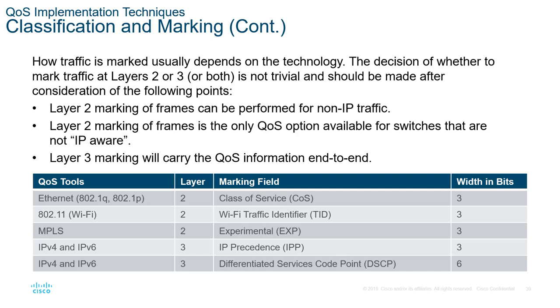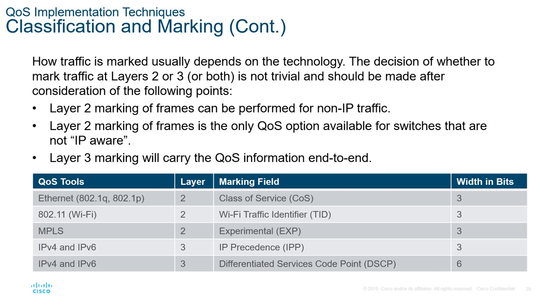So QoS tools like 802.1Q are going to be looking at layer 2. It's going to be dealing with the class of service, the CoS. If we are dealing with 802.11, that's also layer 2. That's going to be using its wireless traffic identifier, the TID. If we're looking at MPLS, that's going to be the experimental bits. If we're looking at IPv4 or IPv6, that's all going to be done at layer 3, and that's going to be looking at the IP precedence, the IPP, or differentiated services code points, the DSCPs. Interesting part here with the DSCPs, that does require more bits for our QoS function.